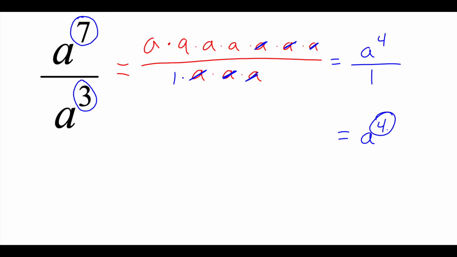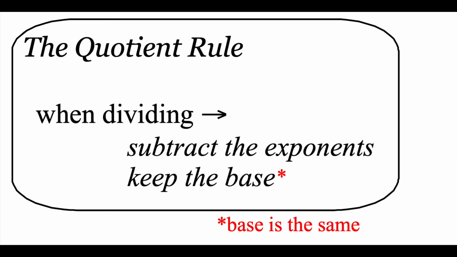So the quotient rule for division with powers says that you're going to subtract the exponents but keep the bases the same. And this rule only works if the base is the same on top and on bottom.